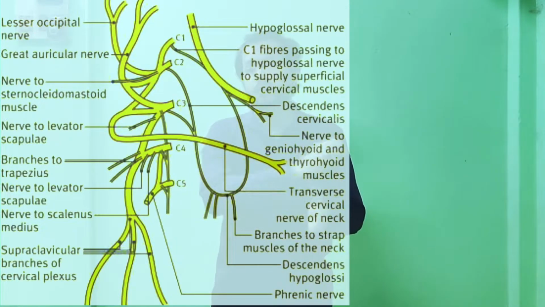And then comes the transverse cervical nerve. This nerve supplies the platysma muscle. Okay, there is one muscle known as platysma and above this the skin. So platysma muscle and the skin above it.